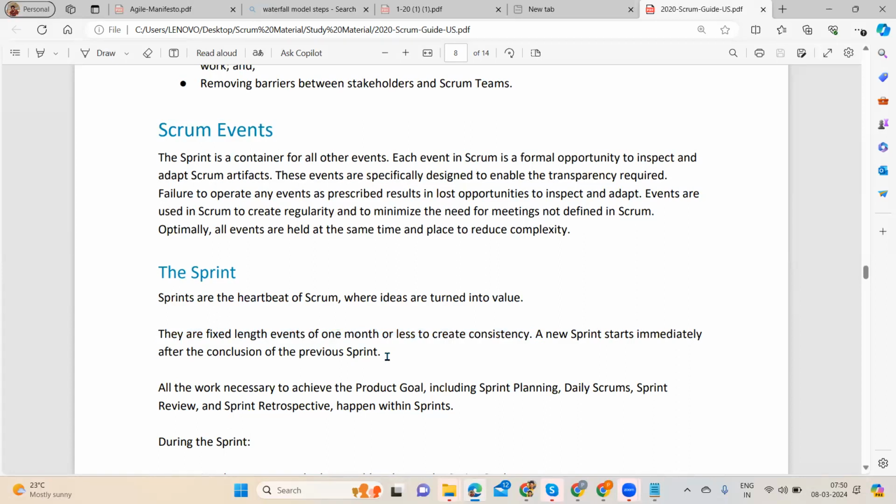So let me go here. What is a sprint? This is the question they will also ask. The sprint is a container of all other events. It means that we are following a 2 week sprint, right? So in this 2 week sprint, all other events will happen. We will not have any specific meeting like sprint planning, daily scrum, sprint review, sprint retrospective. We don't have any other specific meeting. Sprint is nothing but a container of all other events.